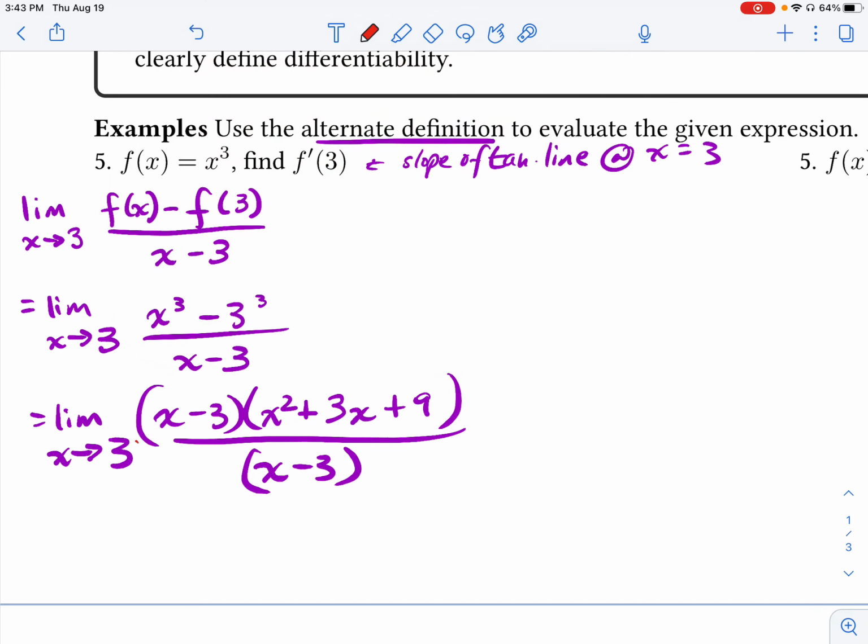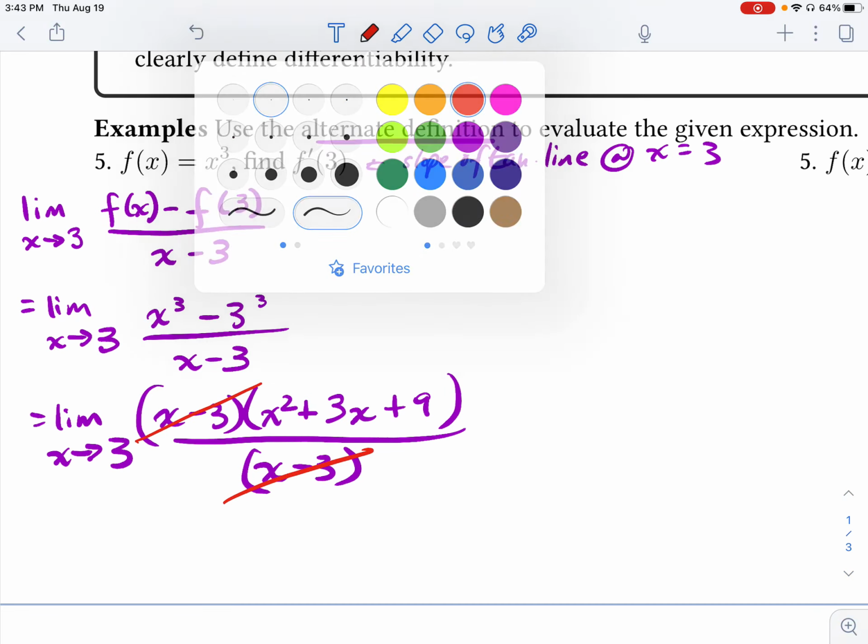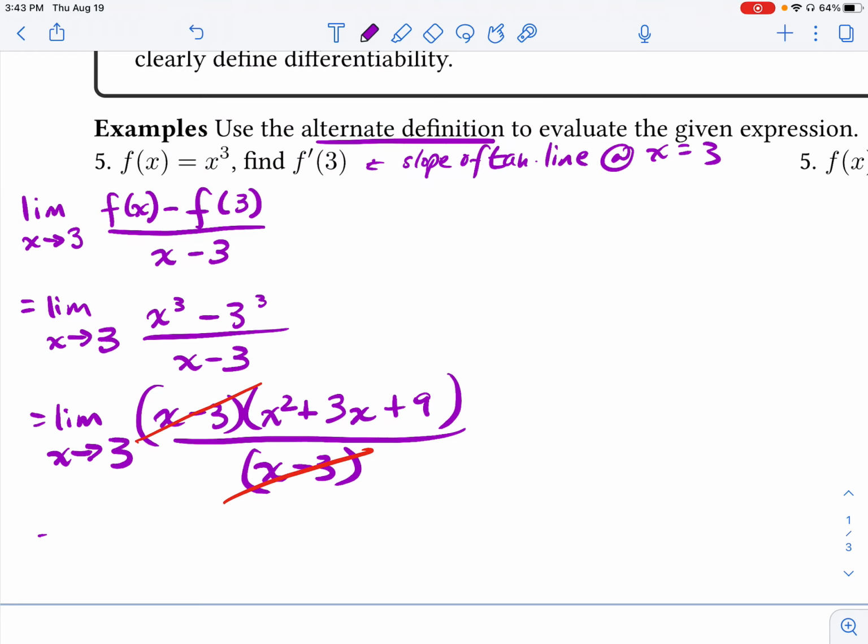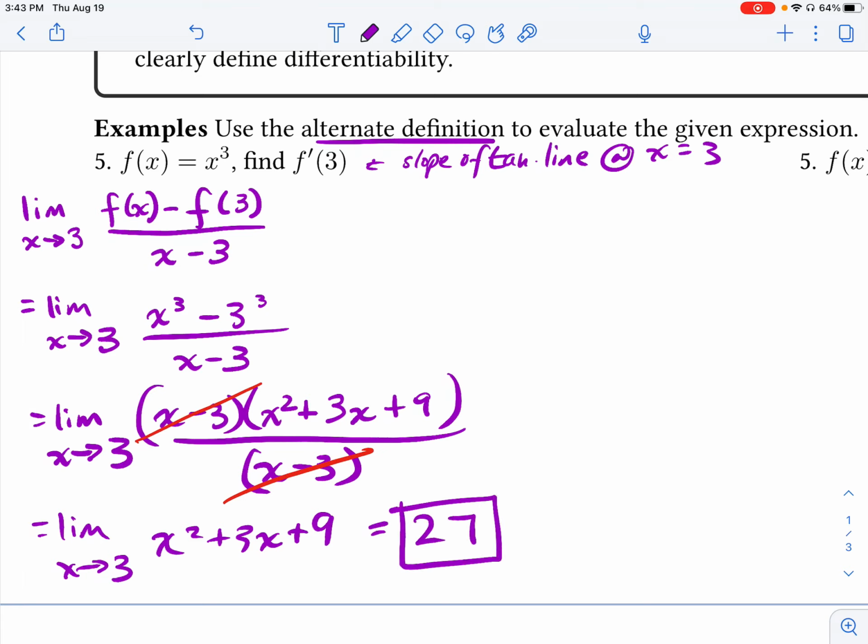We can divide these out, and we're left with the limit as x approaches 3 of x squared plus 3x plus 9, which if you plug that in, 3 squared plus 3 times 3 plus 9, that's going to be equal to 27. So using the alternate definition of the derivative, we can find the numerical value of the instantaneous rate of change at a specific x value, which in this case, the slope of the tangent line at 3 for the function x cubed was 27, or is 27.